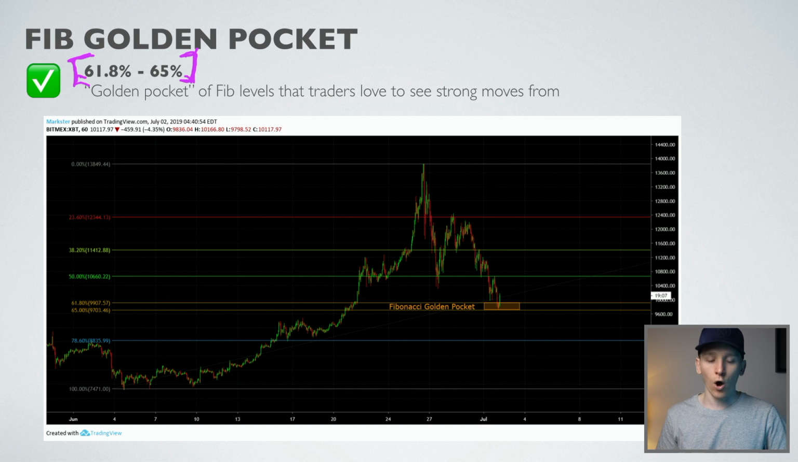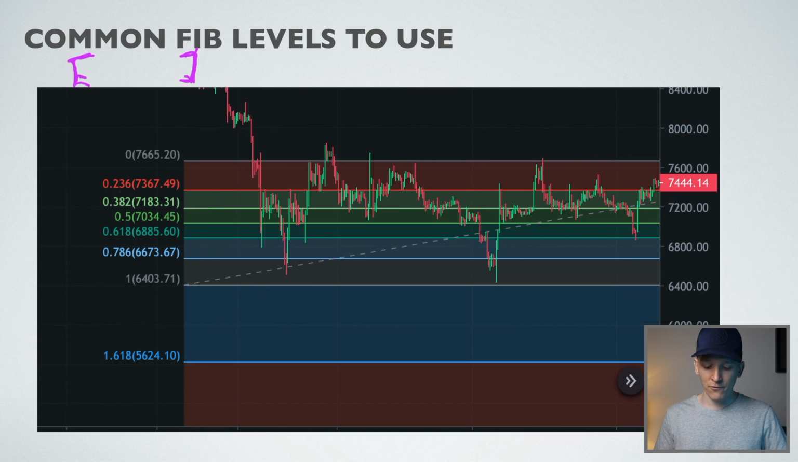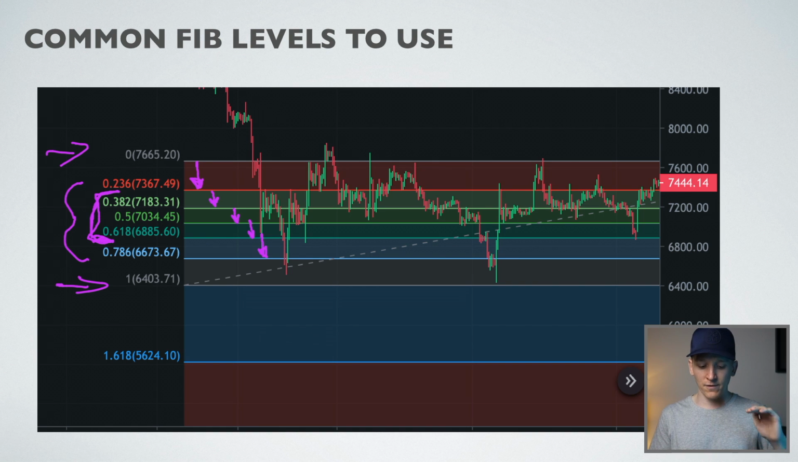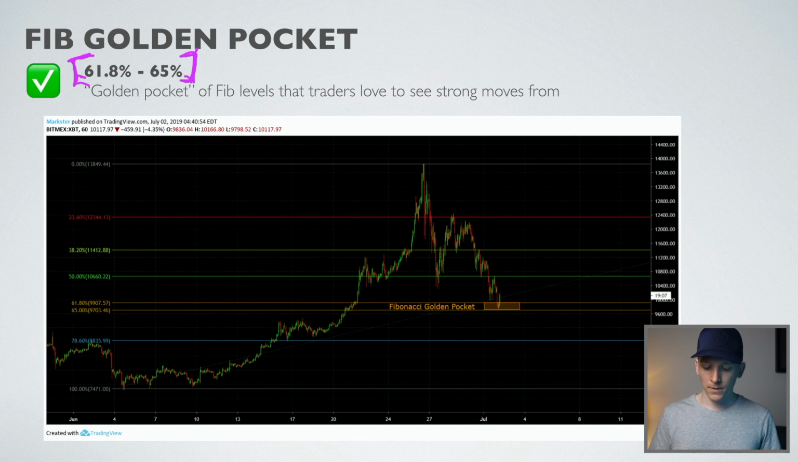So that is not a Fibonacci retracement level. As you can see here, you have 61.8, and then the next one is 0.786, which is 78.6%. The golden pocket is not a specific retracement line, but it's an area, and most traders trade in areas because trading to specific lines is completely impossible. So what you can see here is this is the golden pocket.